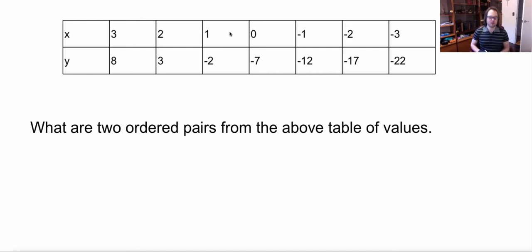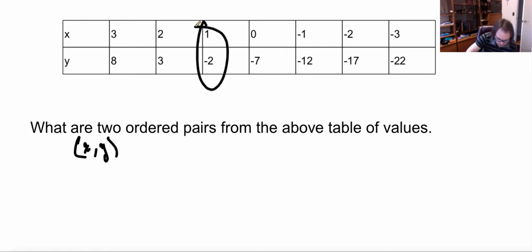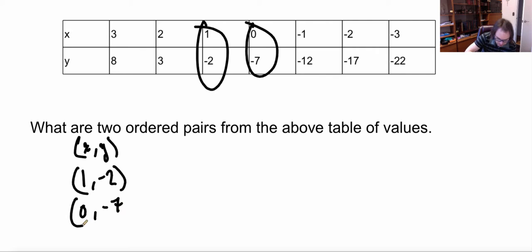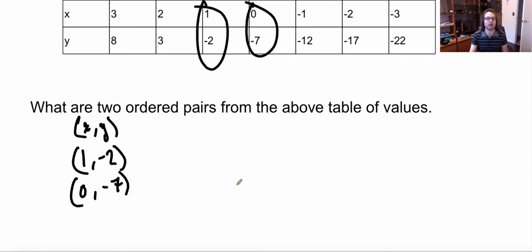I'm going to say x is, so we always go x comma y, and I'm going to look at this first ordered pair, so I'm going to have 1 comma negative 2. On my next set of ordered pairs, I'm going to use this 0. So it's going to be 0 comma negative 7. Because we always go x before y, because x comes before y in the alphabet. That's an easy way of looking at it.